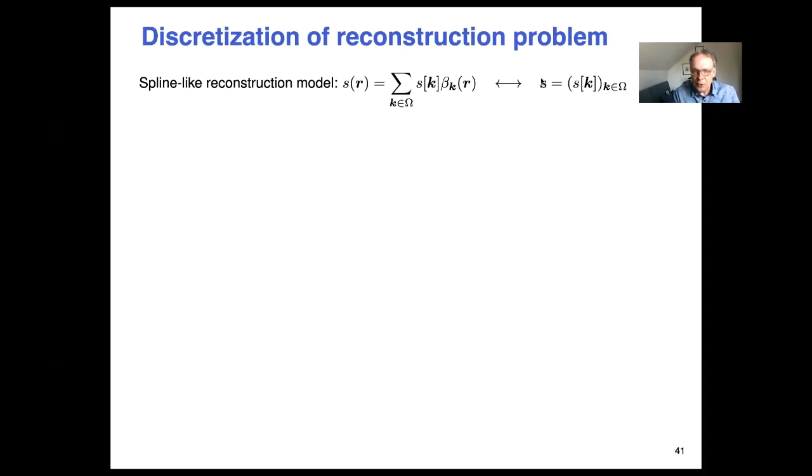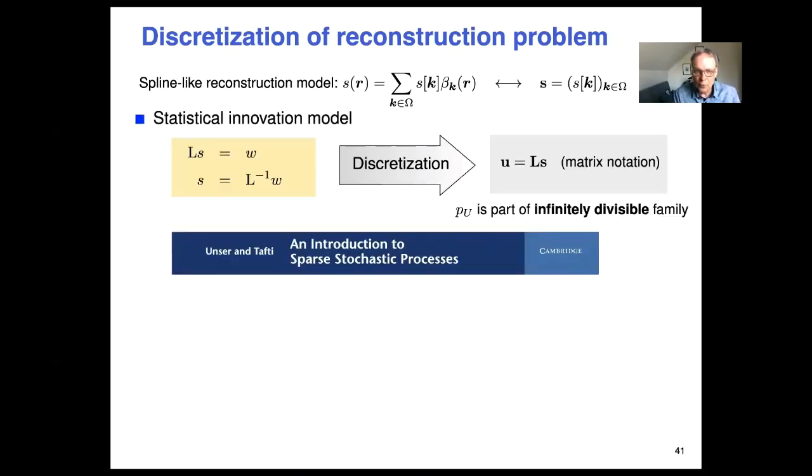Discretization of the reconstruction problem I already told you about. So now what we also need is a statistical model of the signal. This is something we pursued some years ago, and this is what I call the theory of sparse stochastic processes. There's a book, if you're interested, that is even available on the web. We try to formulate this innovation model à la Wiener, but for non-Gaussian processes.